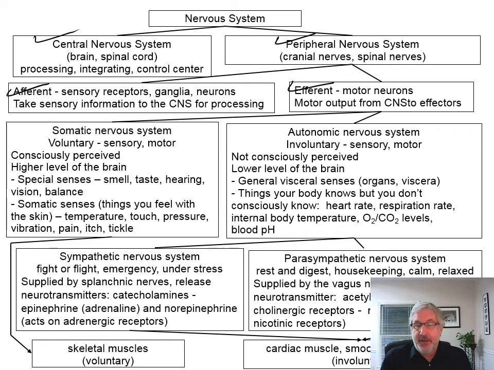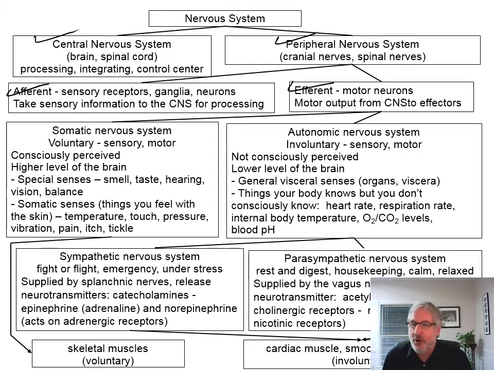This sensory information can be from what's called the special senses, smell, taste, hearing, vision, balance, or somatic senses, things you feel with the skin, temperature, touch, pressure, vibration, pain, itch, tickle. Or it could be from things that are at a lower level of the brain, things you don't consciously perceive. It could be your visceral senses from your organs, your viscera, things your body knows but you don't consciously know, like your heart rate, your respiration rate, your internal body temperature, your oxygen, your CO2 levels, your blood pH, all those things that your body knows is going on and knows how to maintain, but you don't have to think about those.